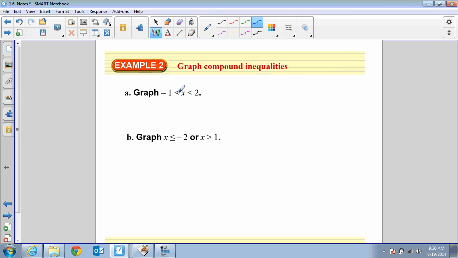Okay, compound inequalities. When the x is in the middle, that means that it has to connect. This is -1 is less than x, or x is greater than -1. So it has to be numbers bigger than -1 and less than 2.